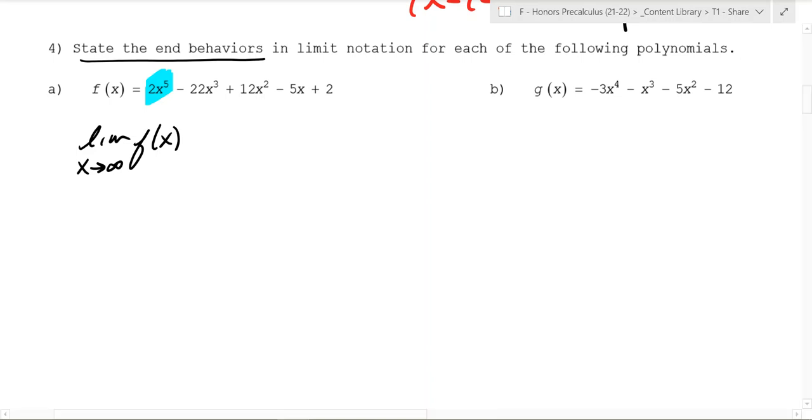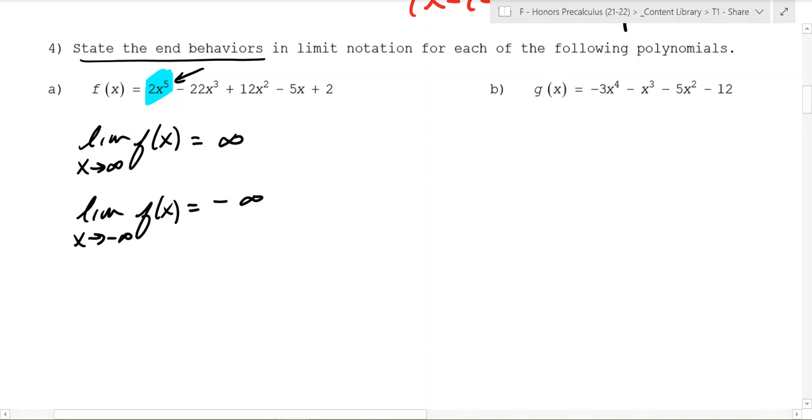When x gets really, really big, this is just going to go to infinity, because a billion to the 5th is a billion to the 5th, and multiplying it times 2 just makes it bigger. If you go to negative infinity of f of x, what happens when you change this to negative x to the 5th? Because it's an odd power, it's going to be like that.